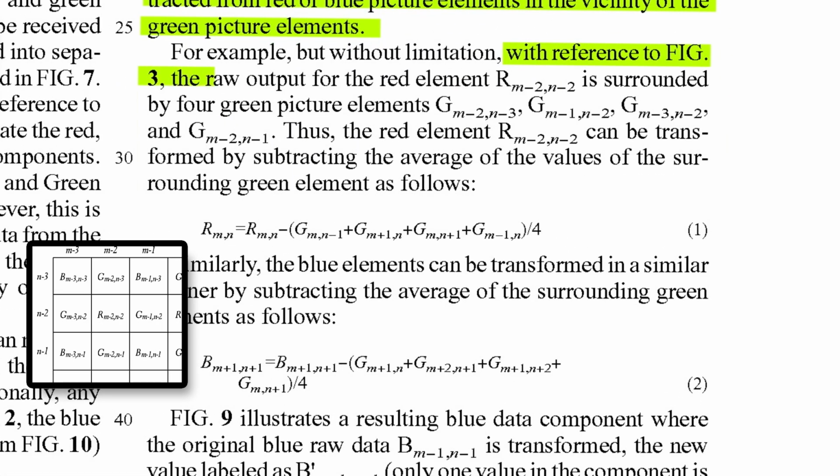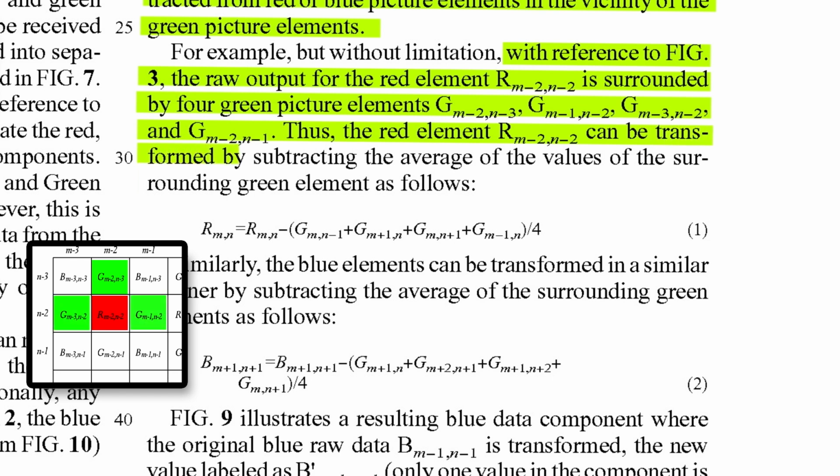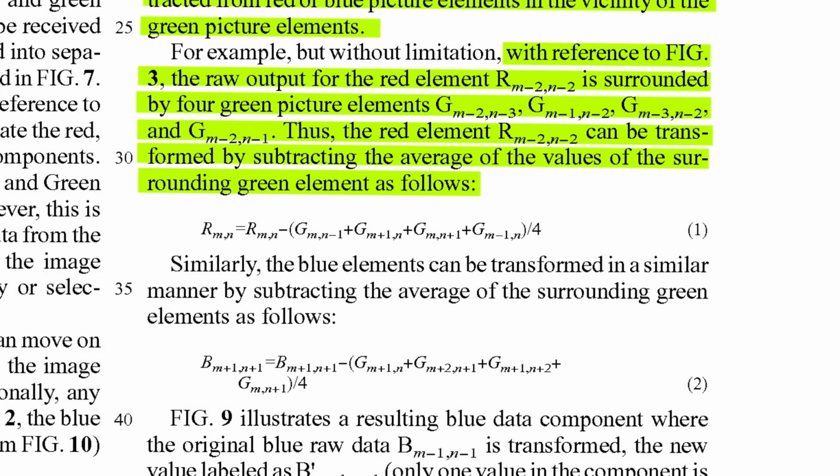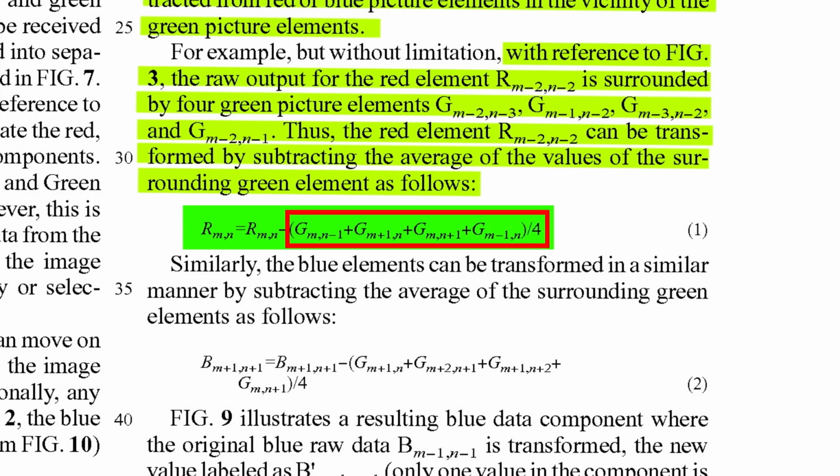With reference to figure 3, the raw output for the red element R is surrounded by 4 green picture elements: G on the top, G on the left, G on the right and G on the bottom. Thus, the red element R in the middle can be transformed by subtracting the average of the values of the surrounding green elements as follows: green 1 plus green 2 plus green 3 plus green 4, divided by 4, that's the average green, subtracted from red in the middle, that's the average green subtraction, equals R prime. Oh, the prime symbol is missing in this print. That's exactly what we have seen in our description.